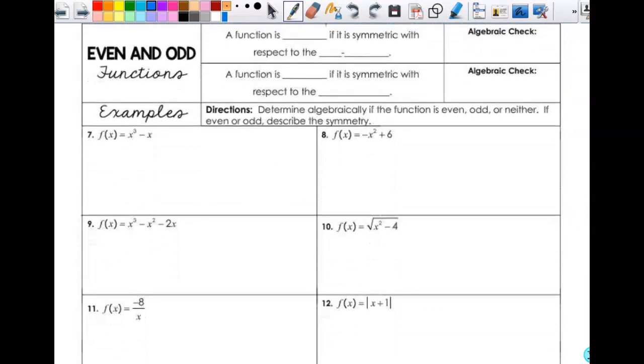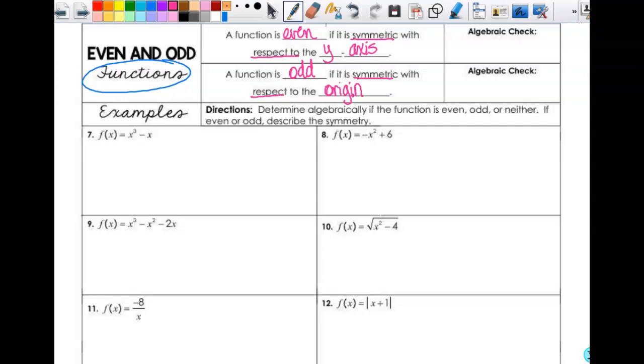Now, let's talk about why we really talk about this symmetry, is to talk about even and odd functions. Okay, so in this case, these are functions. Like before, some of those were relations, not all of them were functions, but we're going to look mostly at functions. Okay, so a function is even if it is symmetric with respect to the y-axis. And a function is odd if it is symmetric with respect to the origin. Okay, odd is origin. The two O's go together. Even is the y-axis. You can think about y equals x squared. That's symmetric with the y-axis.